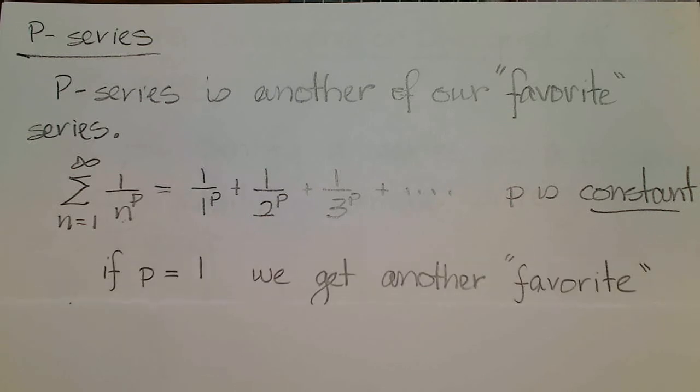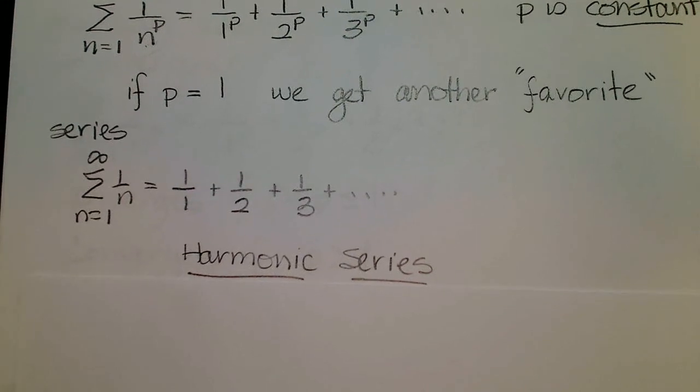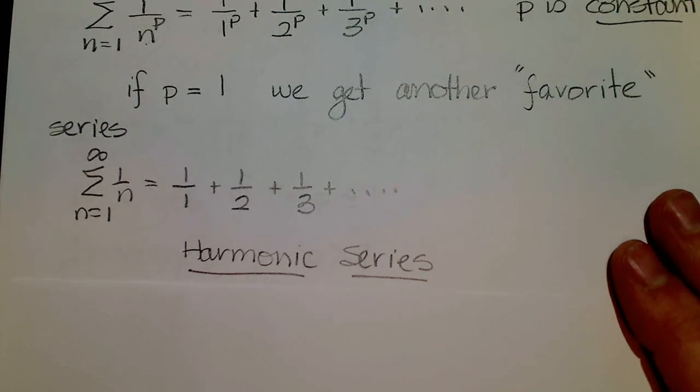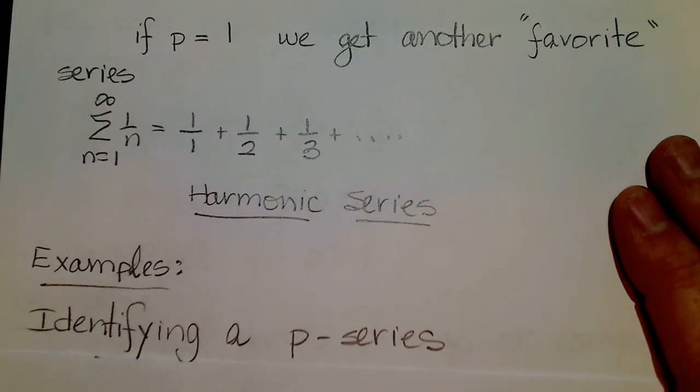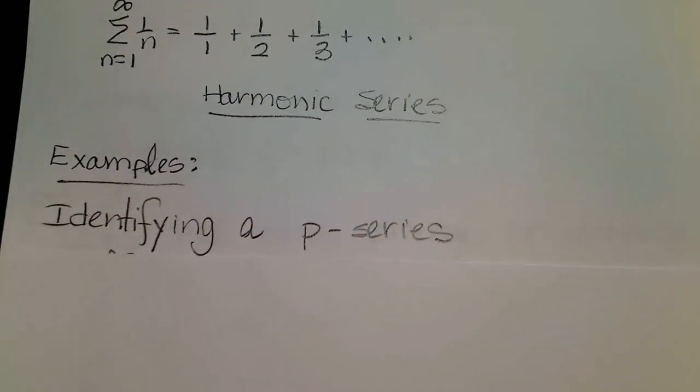Now if I let p equal 1, that gives us another favorite called a harmonic series. So we end up with the sum of n equals 1 to infinity of 1 over n, which turns out to be 1, plus 1/2, plus 1/3, and so on. This is called a harmonic series, and we'll see how it behaves in a little bit. So let's take a look at some examples on how you're going to identify a p-series.